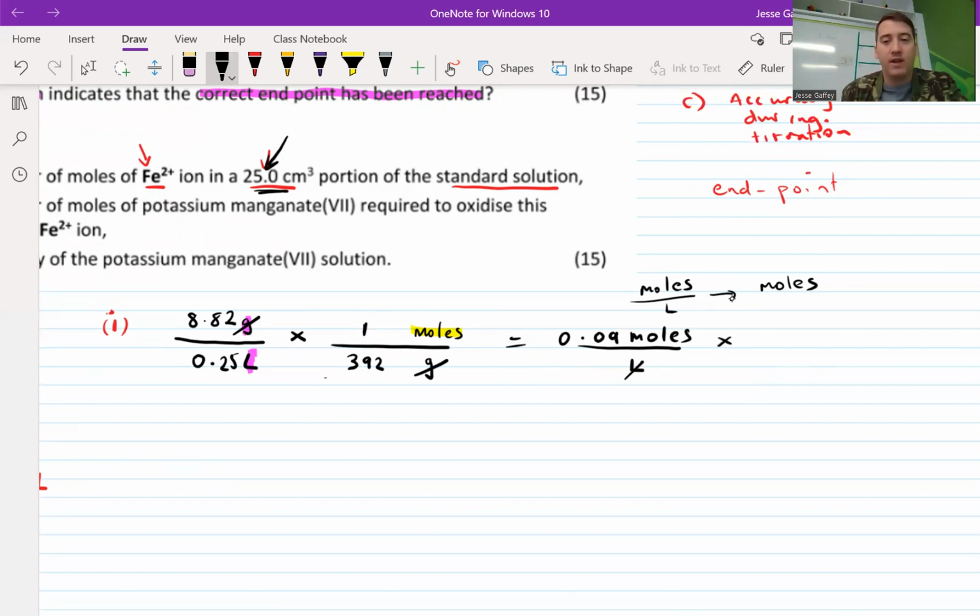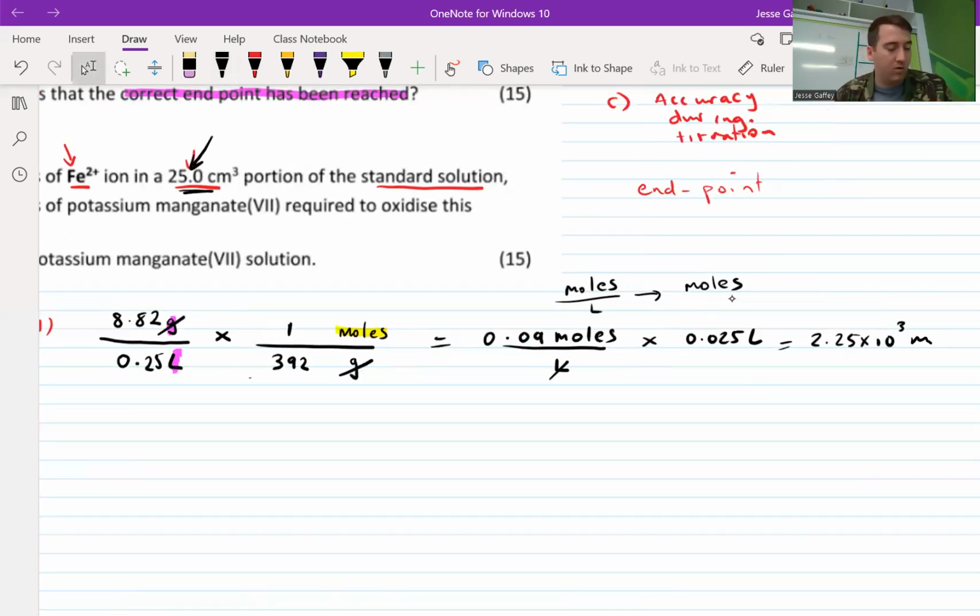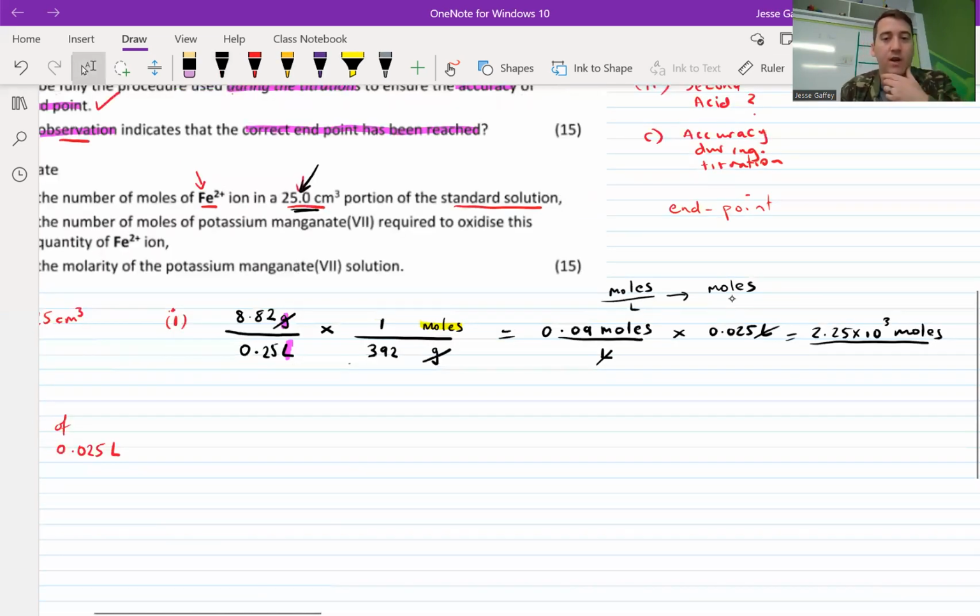Okay, so 0.025 liters is the volume we were using. 0.09 times by 0.025, and that gives me 2.25 times 10 to the minus 3, and that's moles. Okay, because liters are gone, we're left with moles. So this is the number of moles that are in a 25 centimeter cube portion here.